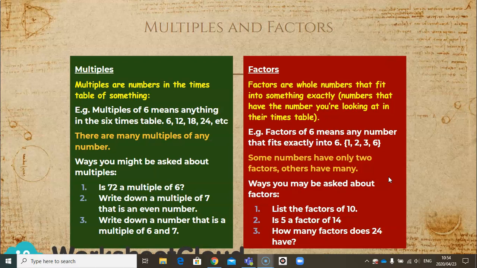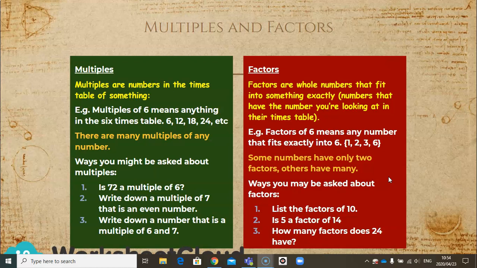Or you might be asked to write down a multiple of 7 that is an even number. So it's got to first of all be in the 7 times table, but it also needs to be an even number. So remember, even numbers are numbers that end in 0, 2, 4, 6, or 8. So 7 wouldn't work because it's an odd number. 14 would work. So 14 is a multiple of 7 and it's an even number. So is 28. There are lots of them. Every second one in the 7 times table would fit that definition.